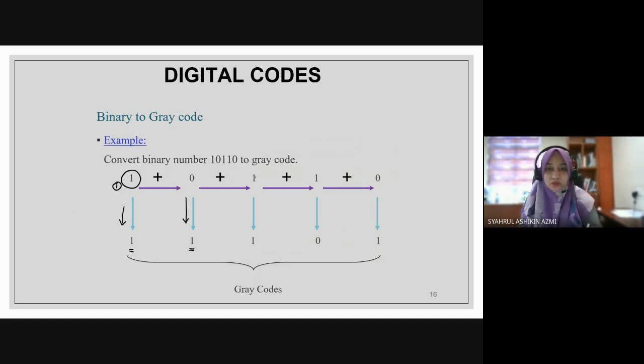0 plus 1 is also 1. Bring the result down. Okay, 1 plus 1 is 10, so your answer is 0. The 1 is being carried, right? So just take your most right. 1 plus 1 is 10, right? Take this one only as your answer in Gray code. So 1 plus 1 is 10, take only 0. Ignore the 1 here, just ignore.